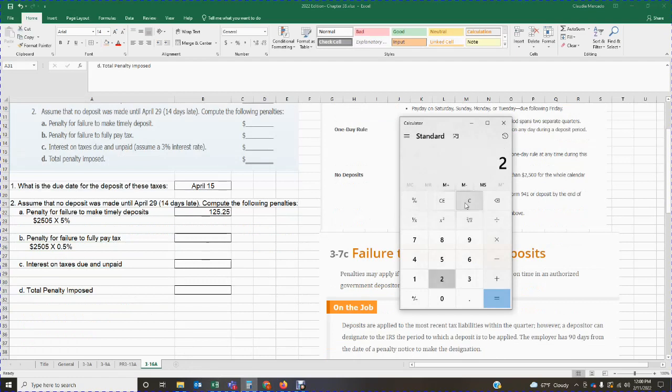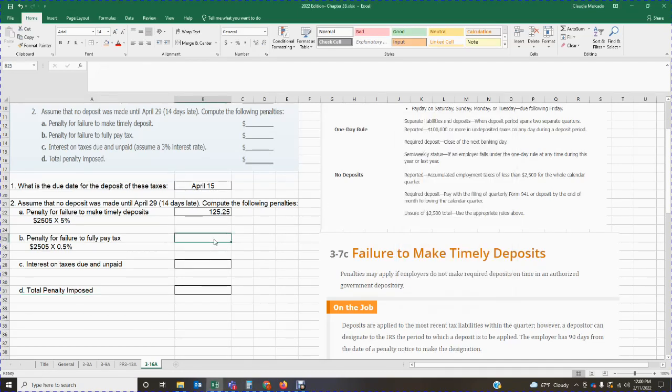So it's 2505 times 0.5%. That gives me 12.525. Because that third digit is a 5, I'm going to round up to 12.53. Okay. We also have to pay some interest, okay? Interest on the taxes due.